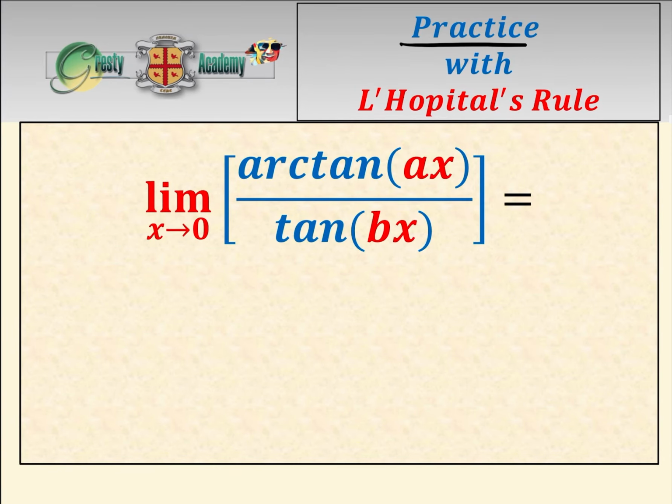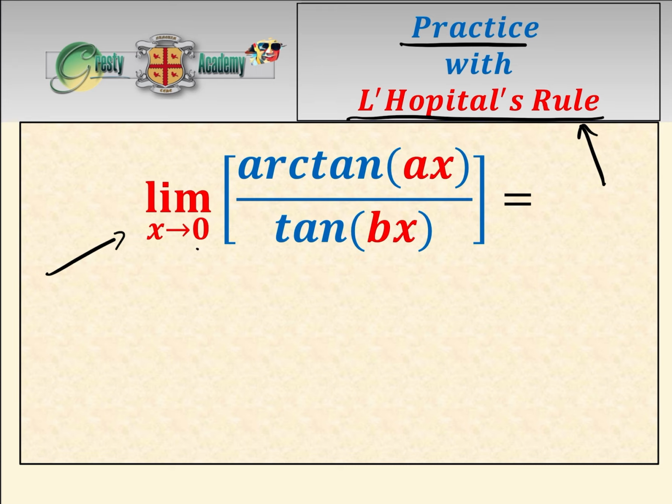This is a great question for practicing L'Hopital's rule. We're asked to find the limit as x approaches 0 of arctan ax over tan bx. We can do this in two ways. Of course, the main way we're going to do it is with L'Hopital, but after that we will do it in a second way to confirm our answer.